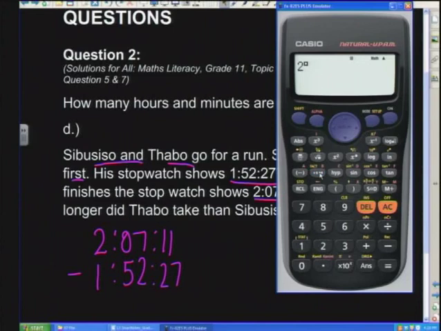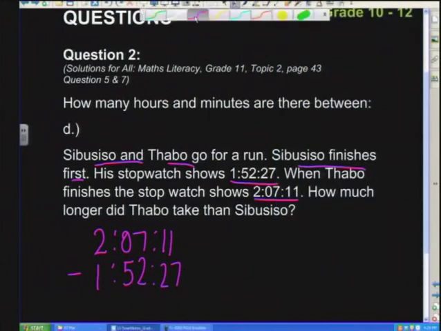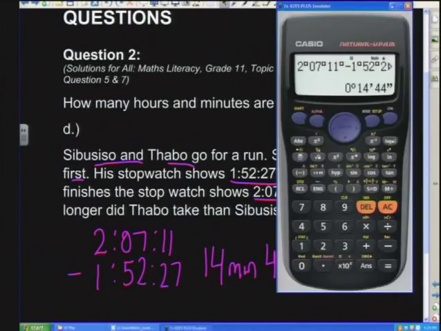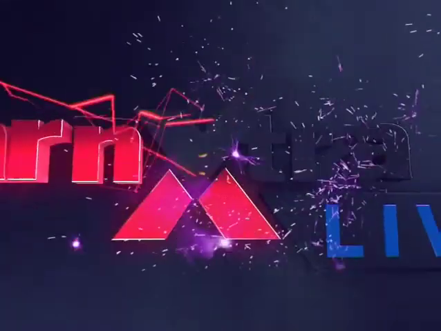So we've got 2 hours, 7 minutes, and 11 seconds minus 1 hour, 52 minutes and 27 seconds, and we get an answer of 14 minutes, 44 seconds. 14 minutes and 44 seconds. Just want to check that I got that right, 14:44. So practice with the calculator is really, really important.